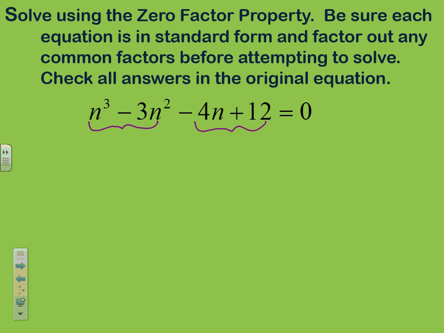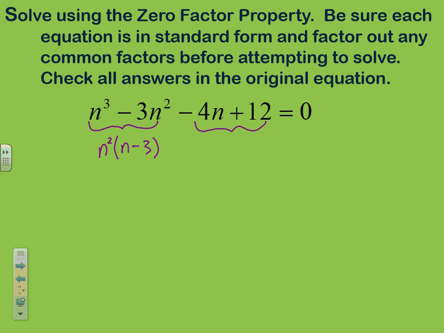If I look at the group on the left, n cubed minus 3n squared, there is something common between that group that I can factor out, which would be n squared. I can factor out n squared of the first term and be left with just n. I can factor out n squared of the next term, which would leave me just 3. So great, no big deal. We factored out one term.